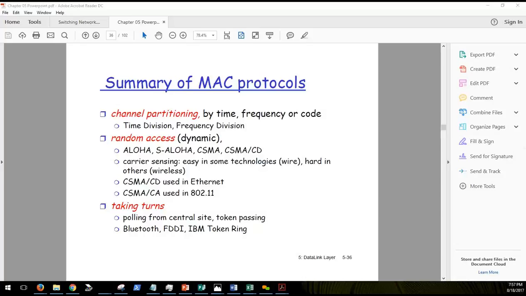You might also get asked the question, the IBM token ring was based on which MAC protocol? Channel partitioning, random access, or token passing, or taking turns? And the answer is taking turns.